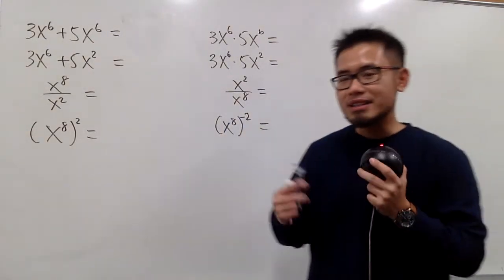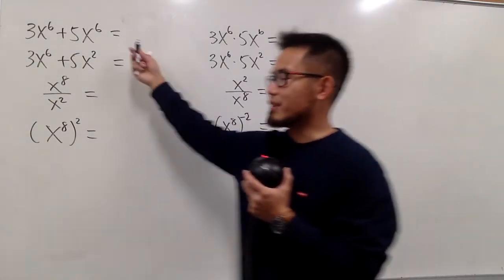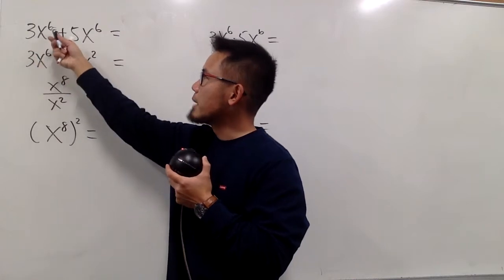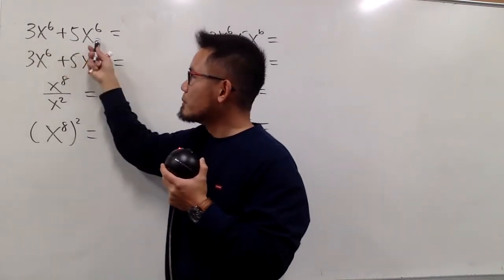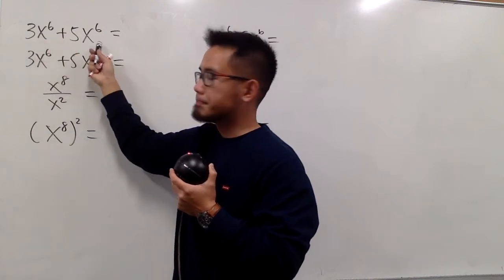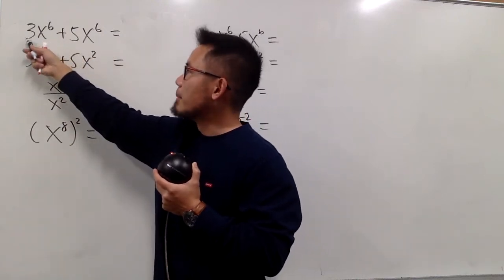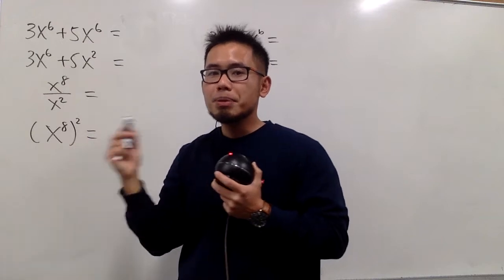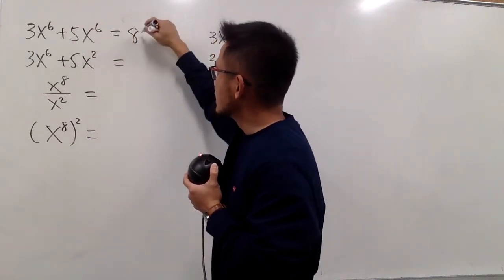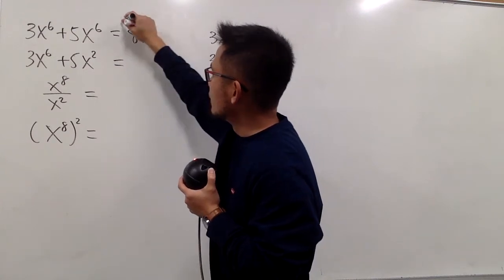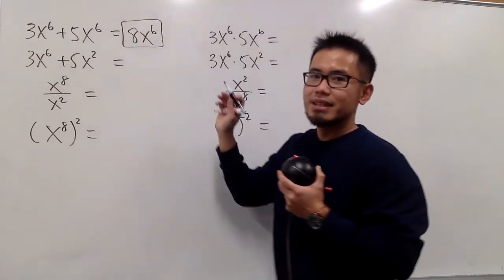Okay, we are going to combine the expressions whenever possible. Let's look at the first one. We have 3x to the 6th power plus 5x to the 6th power. Because both terms have x to the 6th power, we can just combine the coefficients. 3 plus 5 is 8. And when we combine like terms, we just keep x to the 6th power. And this right here is it.